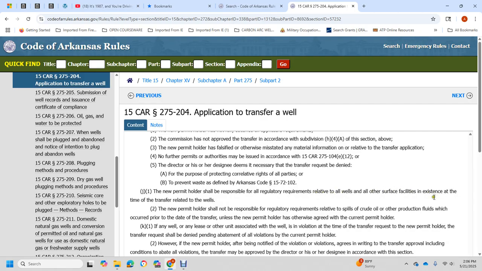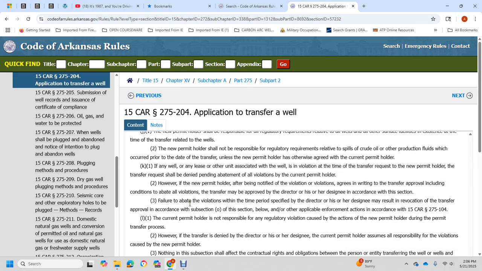and surface facilities existing at the time of the transfer related to the well. The new permit holder shall be responsible for the regulatory requirements relative to the spill of crude oil or other production fluid that occurred prior to the date of the transfer, unless the new permit holder otherwise agrees with the current permit holder. If any of the well and other units associated with the well are in violation at the time of the transfer, the request for the new permit holder's transfer is denied pending the abatement of the violation by the current permit holder.